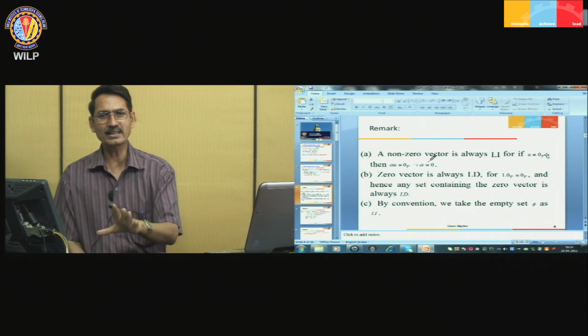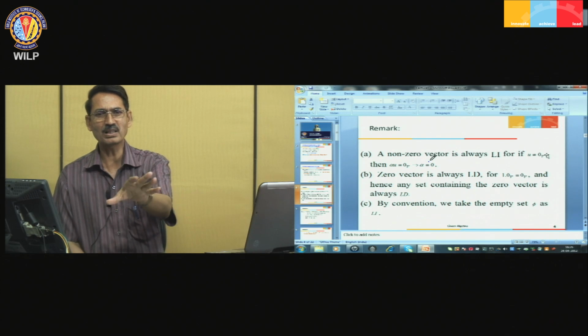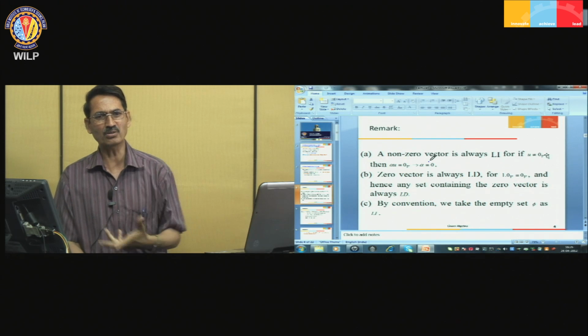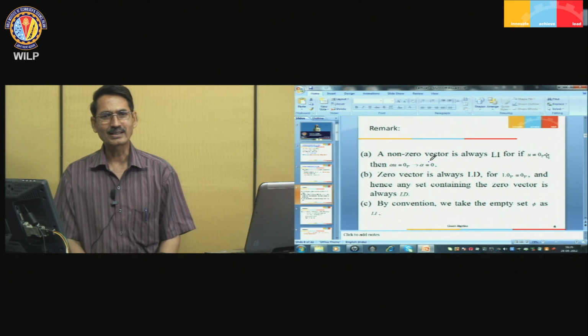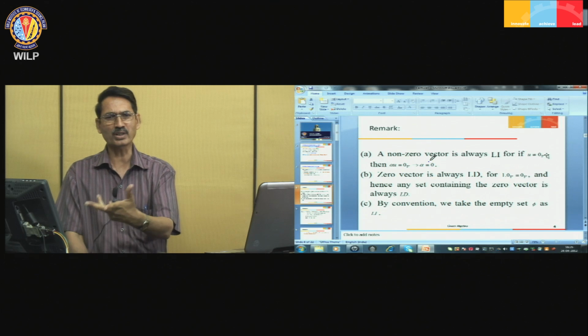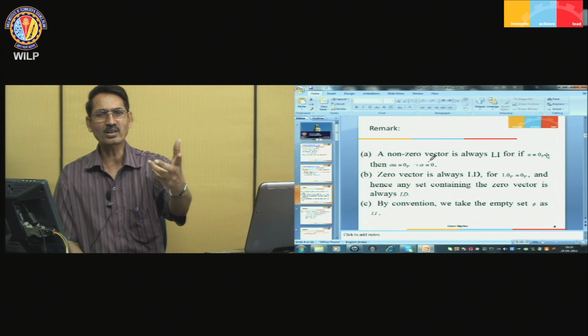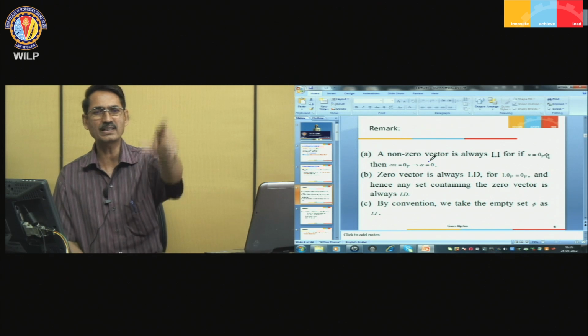A set consisting of a single element which is different from 0 is always linearly independent. The reason is that suppose U is a non-zero element, then alpha into U is equal to 0 will imply that alpha is 0 because U is different from 0. Therefore, alpha equals 0 is the only solution, and therefore U is linearly independent, or the set consisting of a single non-zero vector is linearly independent.